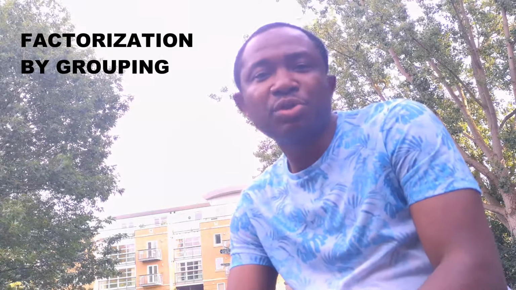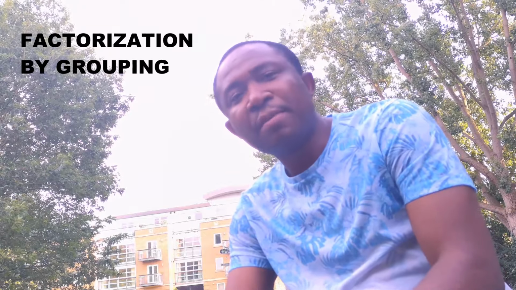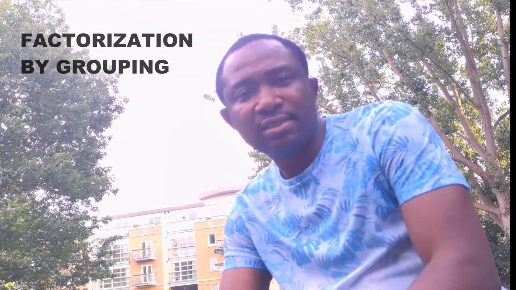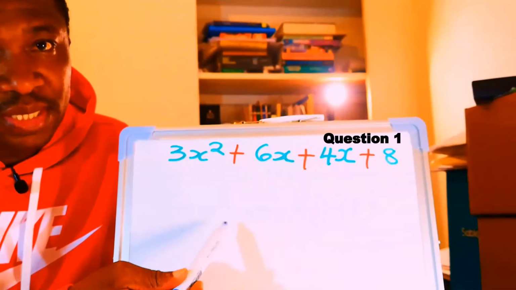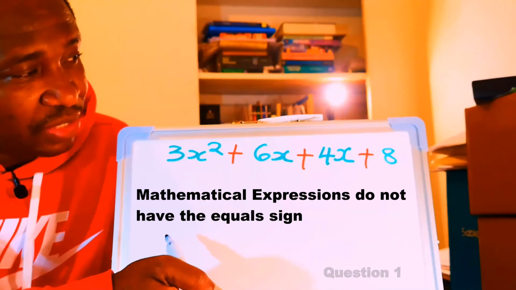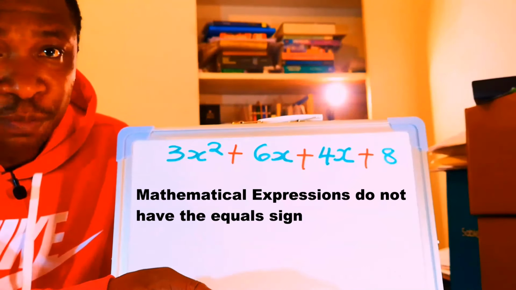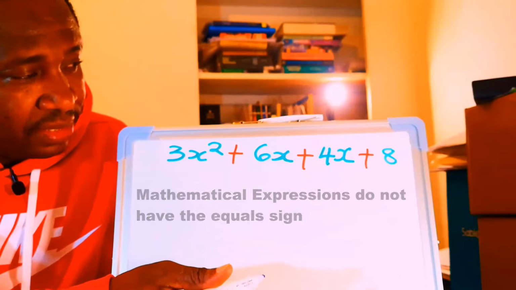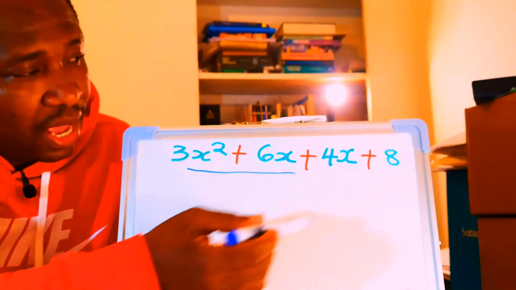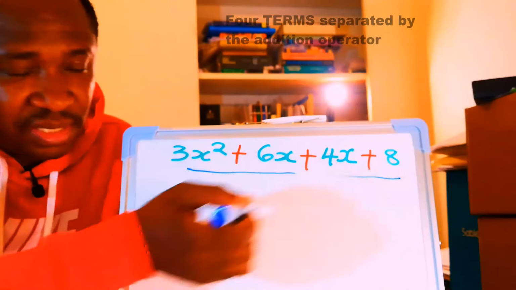By the end of this video, you will be able to solve factorization by grouping. So let's get started. We're going to consider this expression and we're going to factorize this by grouping. The first step is we're going to pair two of these terms and two of these terms.